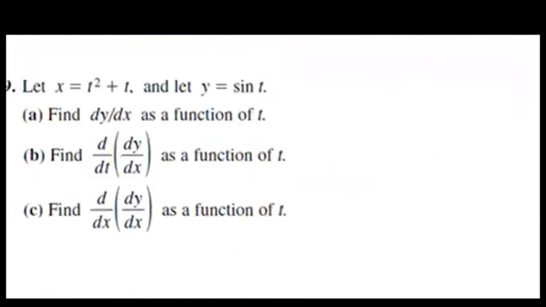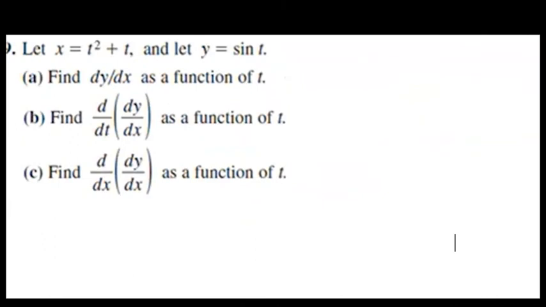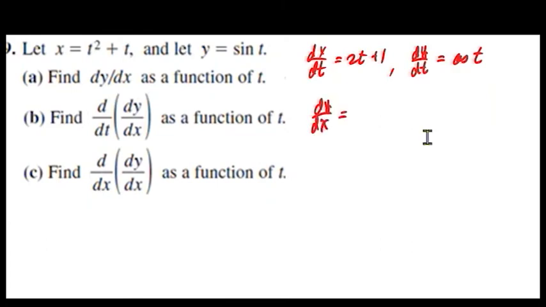Difficult one, number 49. They're trying to teach you what to do, but forget it, I just do it, A, B, C together. So A is this. We find dx over dt, which is 2t plus 1. And then dy over dt, which is cosine of t. So far so good? Then we find dy over dx. Once again, that's this over this, so we have cosine t over 2t plus 1.